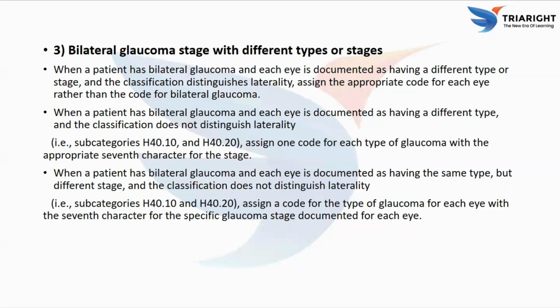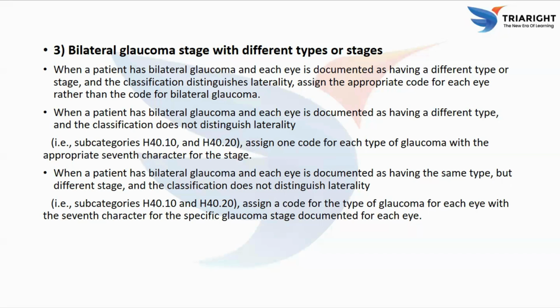H40.10x2. Whereas for the left eye unspecified angle closure glaucoma, it is in the mild stage, then you have to assign H40.20x1. So these categories do not allow laterality, but the types are different. So you have to assign two separate codes, one for each type. So if laterality is not available but the types differ, you have to code each type once, adding the correct 7th character. So this is the key concept for this guideline.